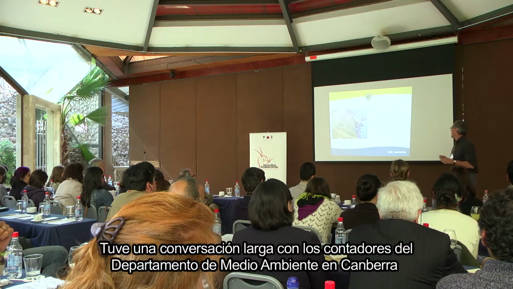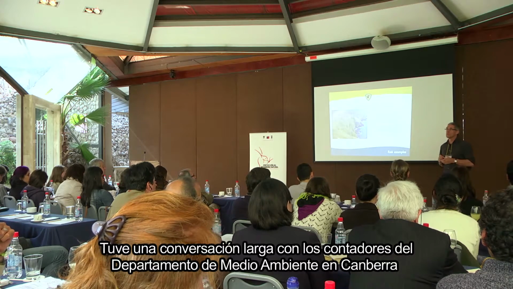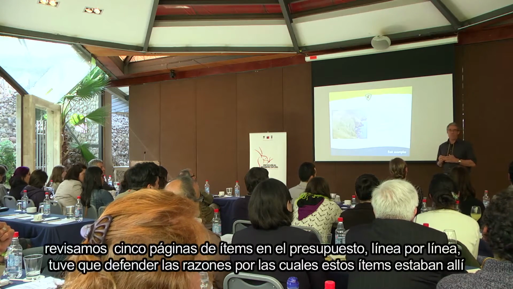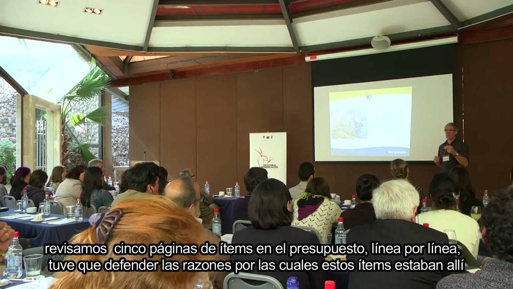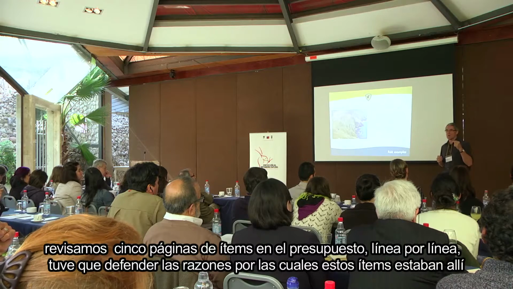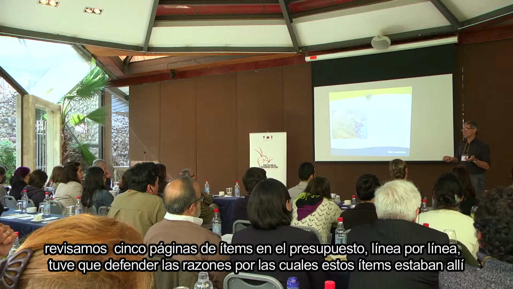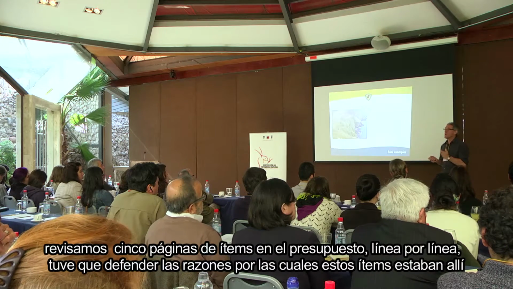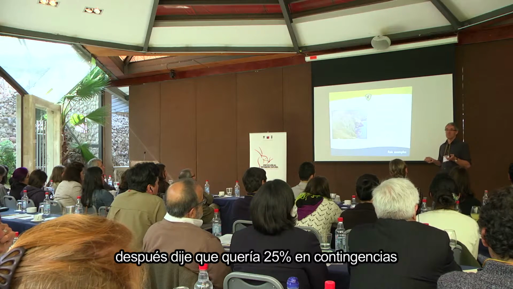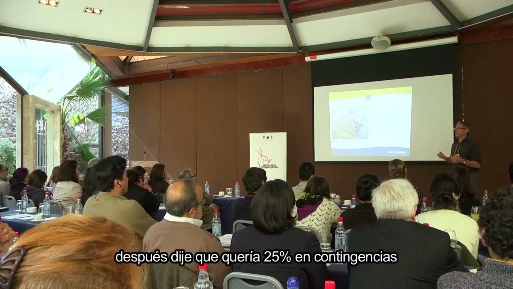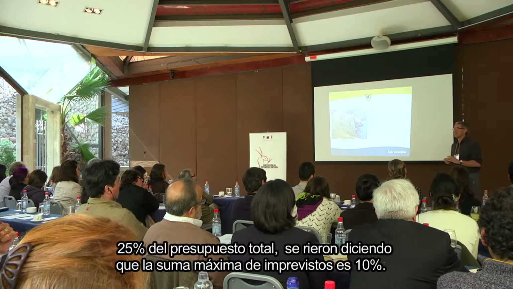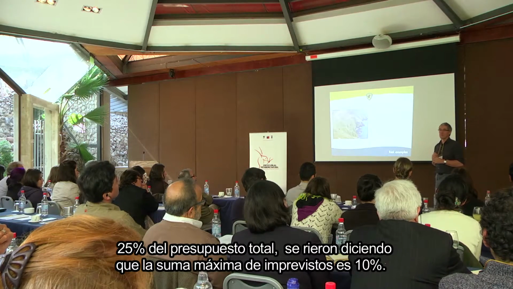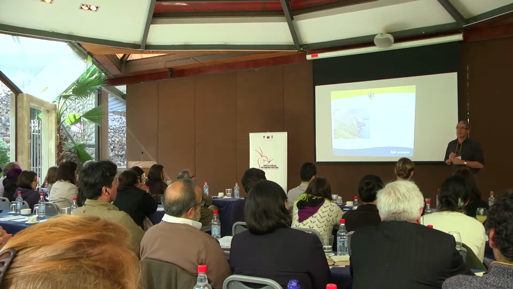And I had a long discussion with the Environment Department accountants in Canberra, and they went through the 5 pages of the budget items line by line by line, and I had to defend the reason why this budget item was there. And then I said, I want 25% contingency sum, 25% of the total budget. And they laughed and laughed and laughed, and they said, no, the maximum contingency for projects is 10%.